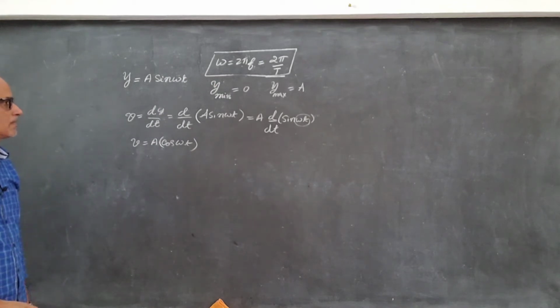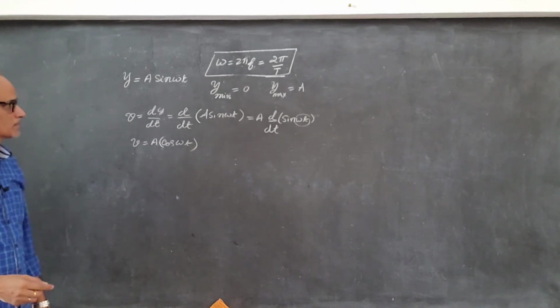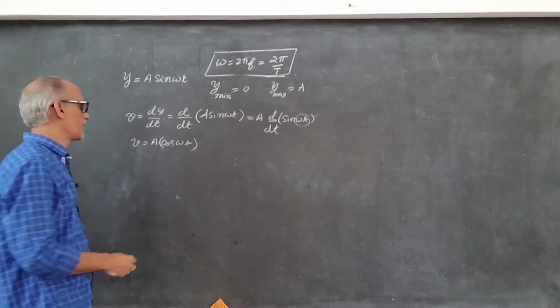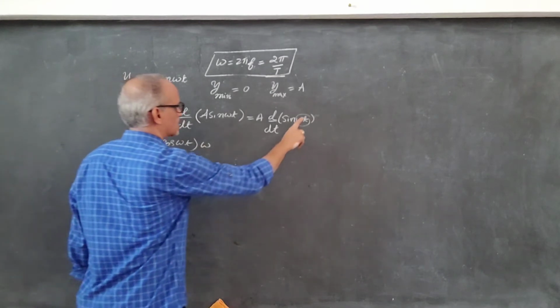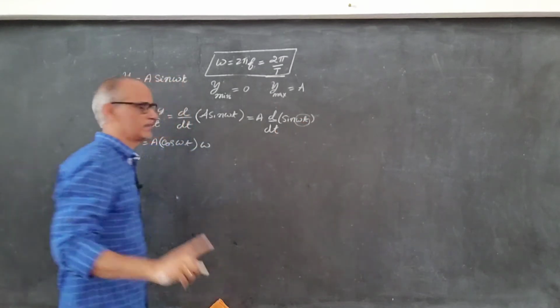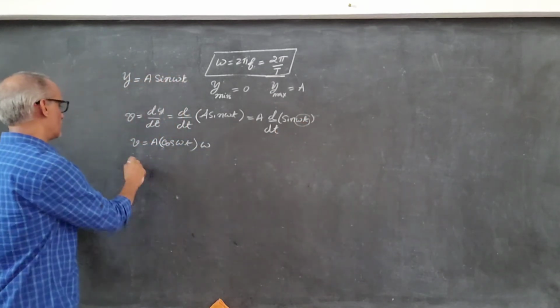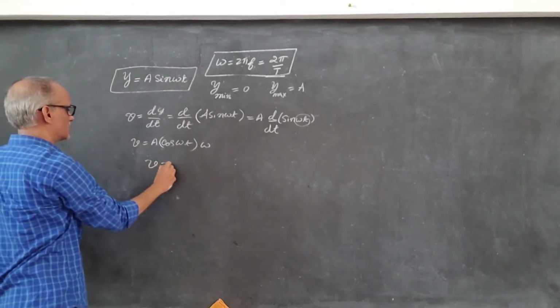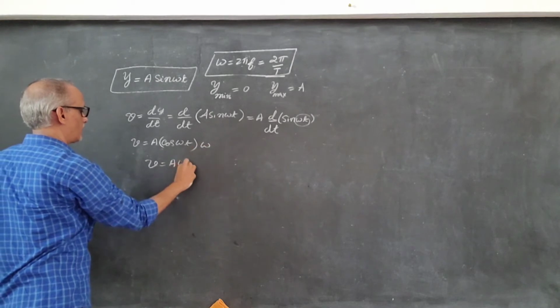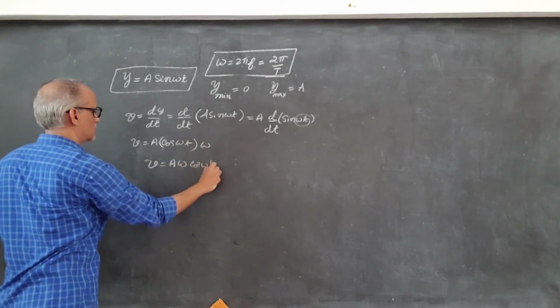It is a successive differentiation. So, for sin ωt, where ω is a constant, the differentiation of t with respect to t is 1. So, this is the equation for the displacement, and the equation for the velocity is V = Aω cos ωt.